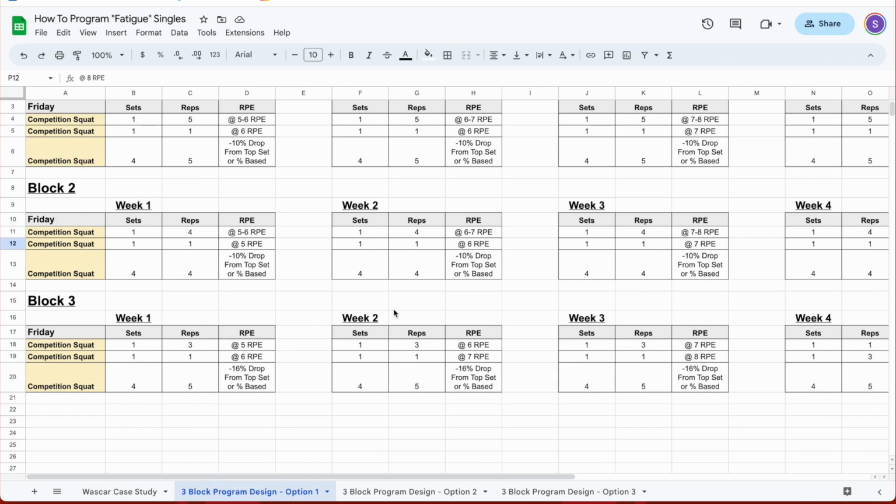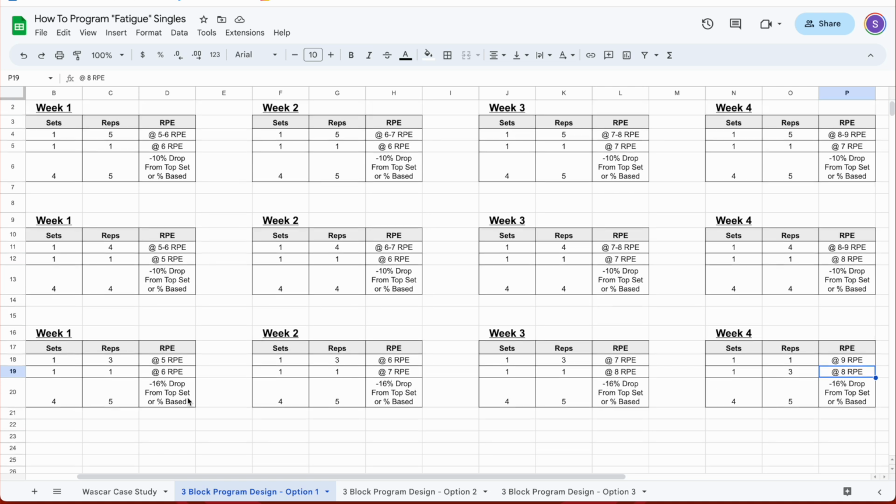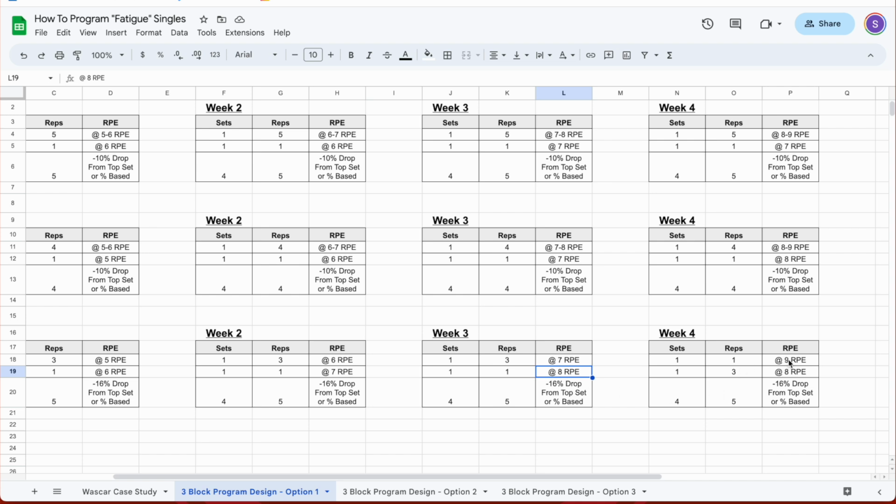Then after that, we'll call it a peaking block per se. What we can do, especially in Wascar's case where we saw a pretty profound difference, is continue to prioritize that top set of 3. But since the RPE on the single is going to start to build up a bit more, instead of doing a 5 to a 6 and building up to 8 to 9 by block 4, we're going to do a 5, 6, 7, 8 ascending model of RPE there on the rep work while we do a 6, 7, 8, 9 on the single.